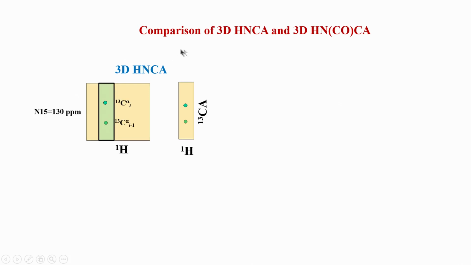So, look at this again, HNCA. If you look at the HNCA spectrum, we saw that we get 2 peaks in the Ca dimension for a given amide proton and nitrogen combination. So, this is one amino acid. For each amino acid we will get 2 peaks, one corresponding to I and one to I minus 1, and we also noted that we do not know which is I and which is I minus 1. That information is not available from this spectrum.